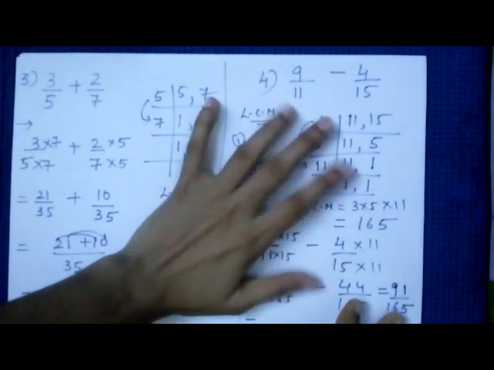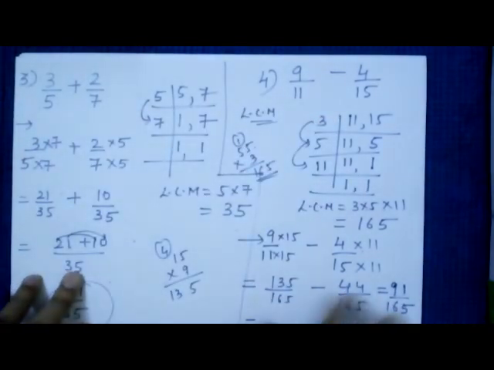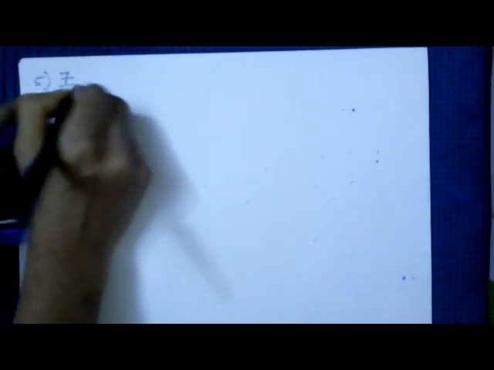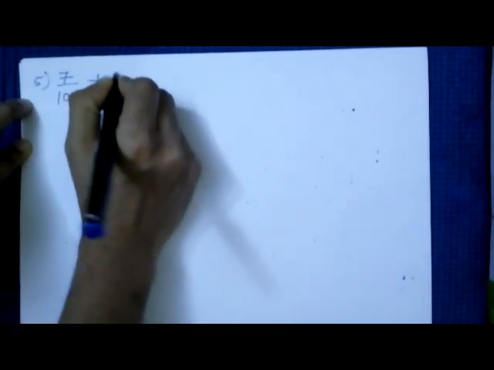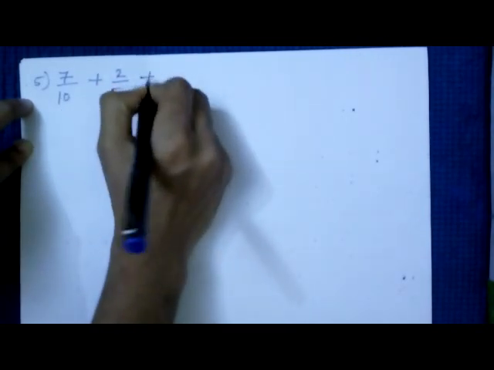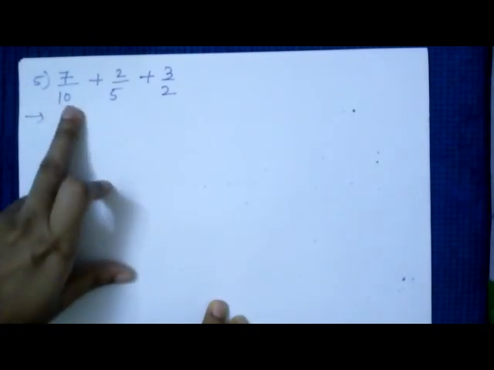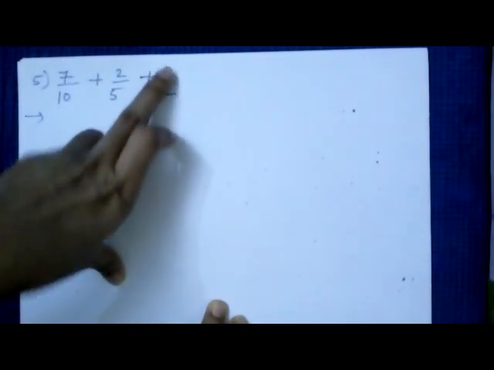So third and fourth sums are over. Now moving ahead to the fifth sum. So the fifth one is 7 upon 10 plus 2 upon 5 plus 3 upon 2. Now here there are three fractions, 7 upon 10, 2 upon 5 and 3 upon 2.